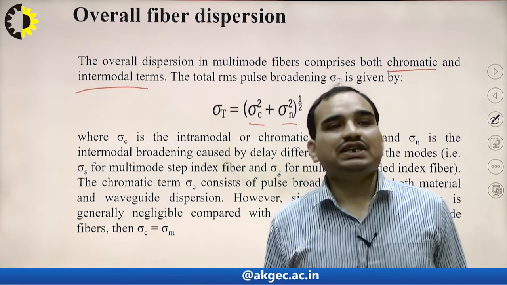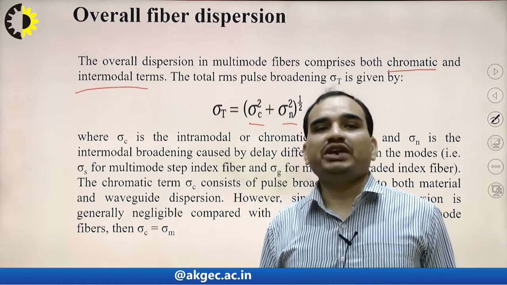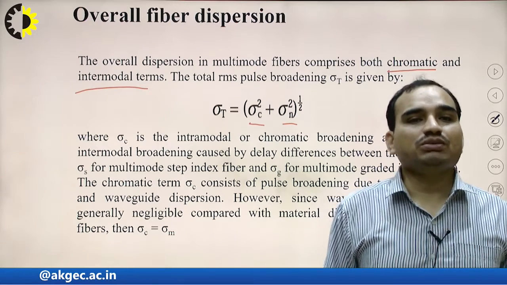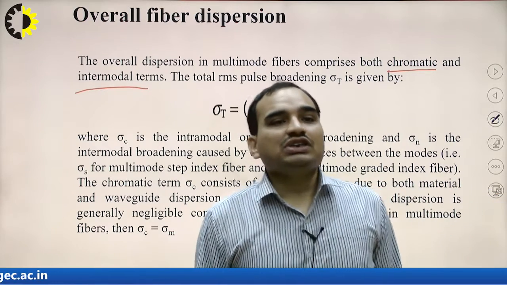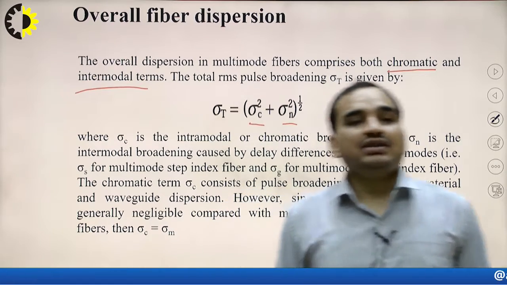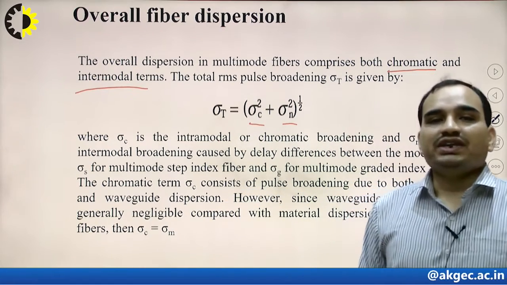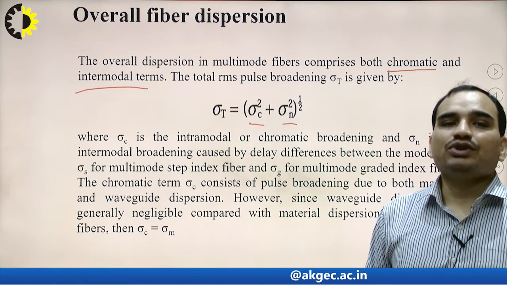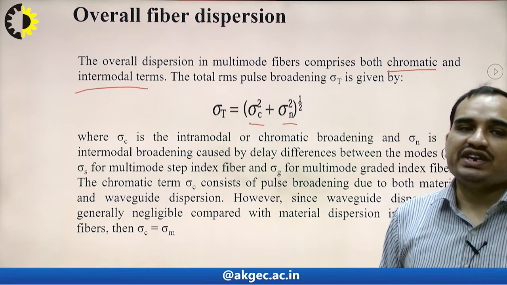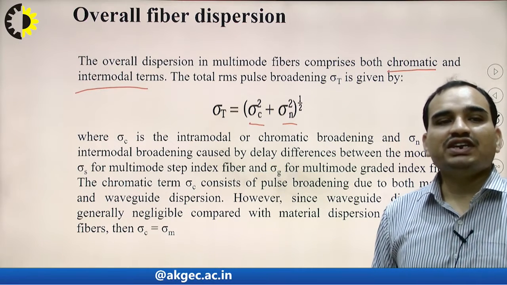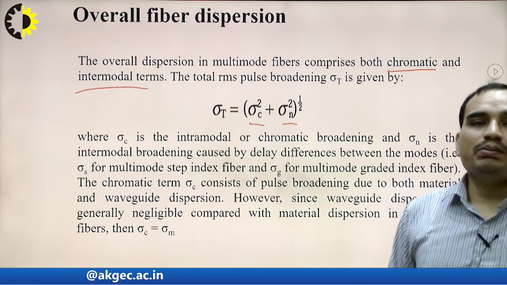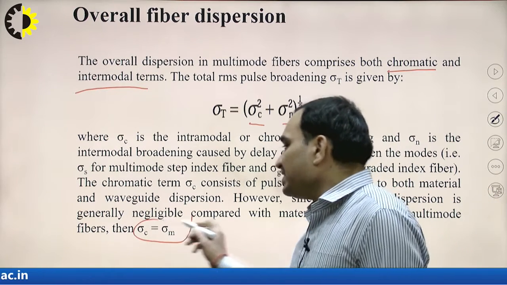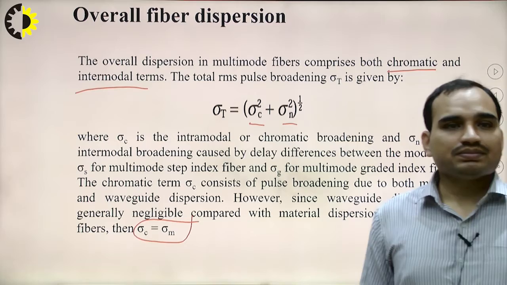So sigma c is the intramodal dispersion or chromatic broadening, sigma n is the intermodal broadening caused by the delay difference between the modes, and sigma s is for the multi-mode step index fiber and sigma g for the multi-mode gradient index fiber. The chromatic term, sigma c, consists of the pulse broadening due to both material and waveguide dispersion. However, since waveguide dispersion is generally negligible compared with the material dispersion in a multi-mode fiber, we consider that sigma c equals sigma m.